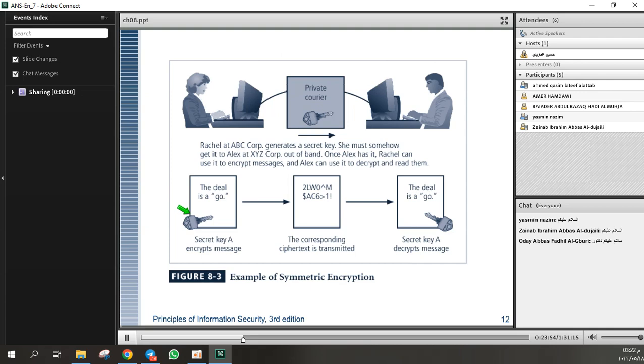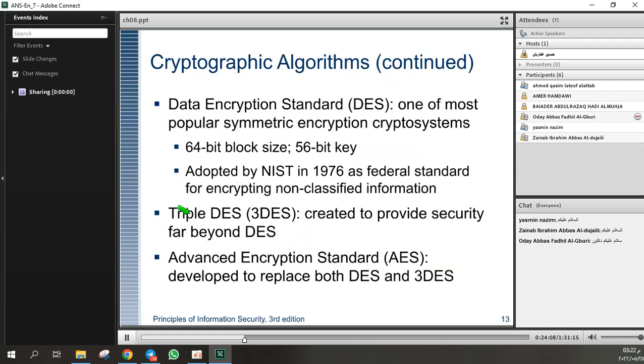It's similar to the key of the car or the key of the home, the input door of the home. Okay.